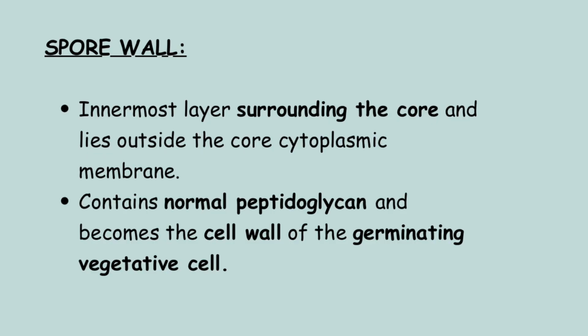Spore wall. This is also an innermost layer and it surrounds the core. It is also called the core wall and it lies outside the core cytoplasmic membrane. It contains normal peptidoglycan and it becomes the cell wall of the germinating vegetative cell. We know that under favorable conditions, the endospore will germinate to give a vegetative cell, right? So during endospore germination, this spore wall will become the cell wall of the germinating vegetative cell.